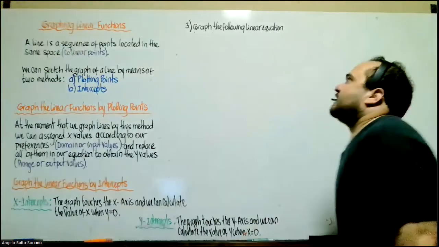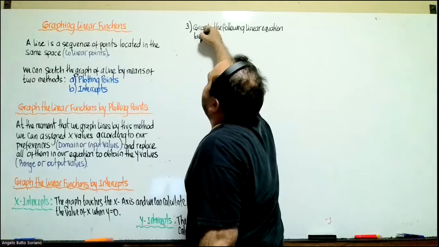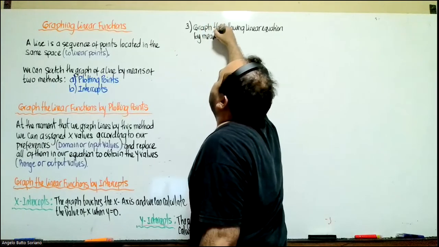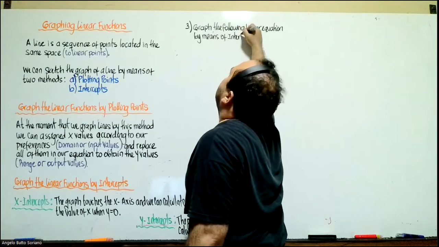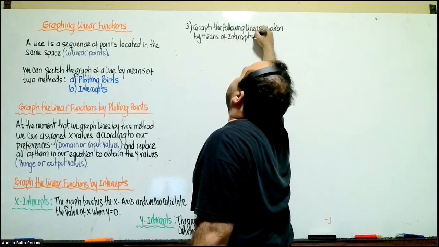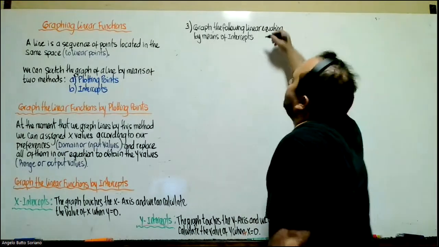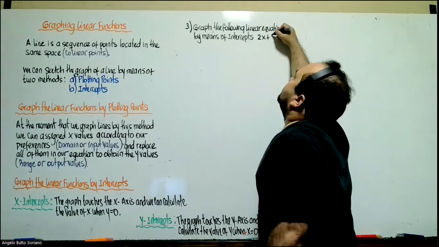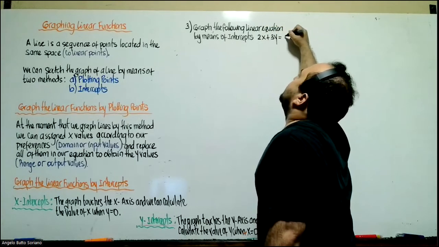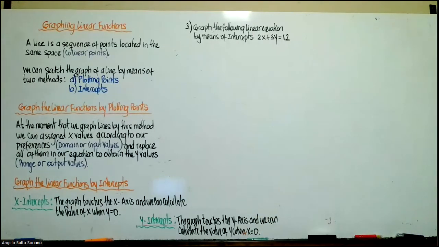Okay, example number 3. Graph the following linear equation by means of intercepts. And what will be the equation? The equation will be given by 2x plus 3y equals 12. Okay, this is going to be the model of the equation.